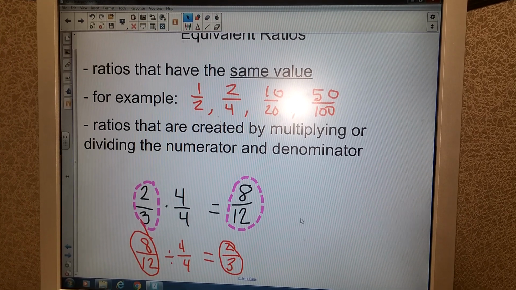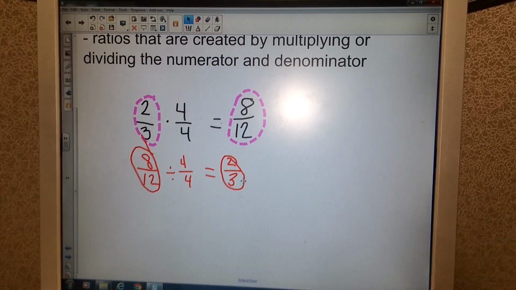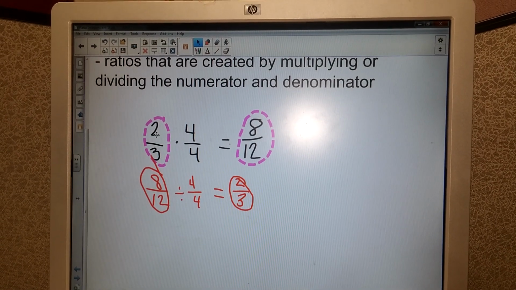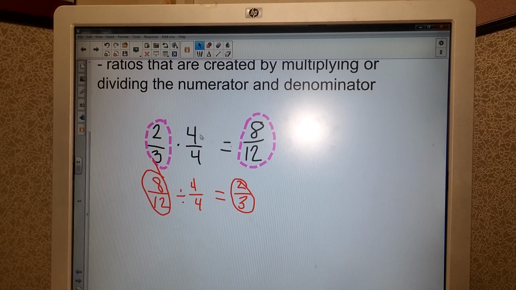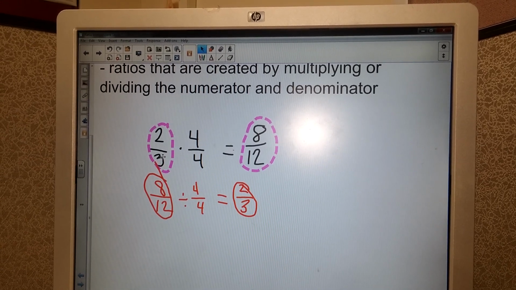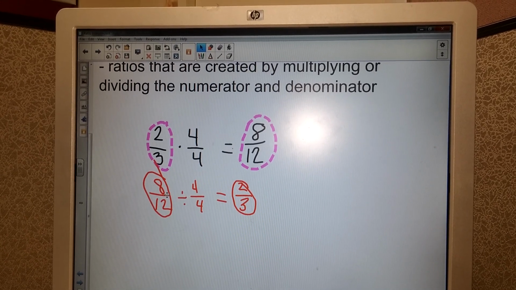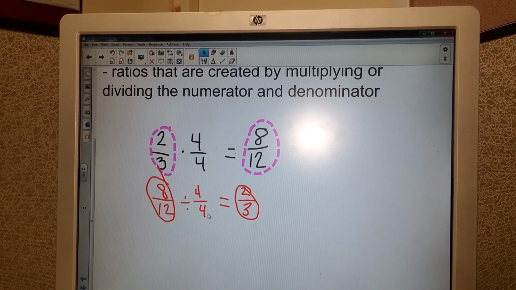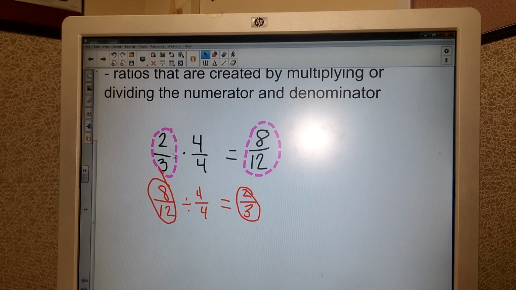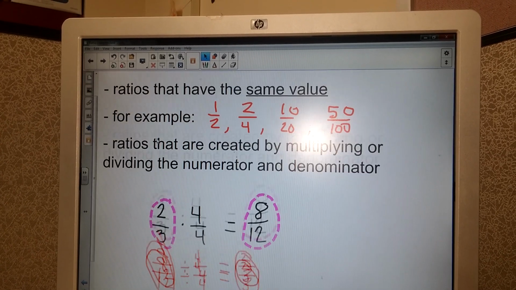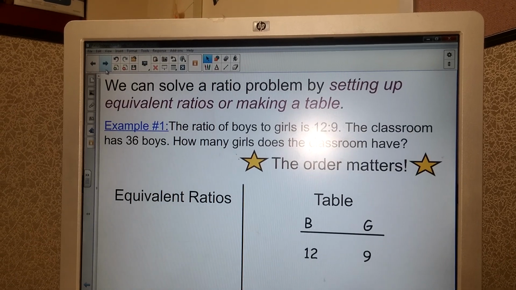Here's another example for you. 2/3. If we wanted to generate some equivalent ratios or equivalent fractions, 2/3, multiply numerator and denominator both by 4, gives us 8/12. Those are equivalent. To prove it, 8 and 12 are both divisible by 4. 8 divided by 4 is 2. 12 divided by 4 is 3. 2/3 and 8/12 are another example of equivalent fractions.